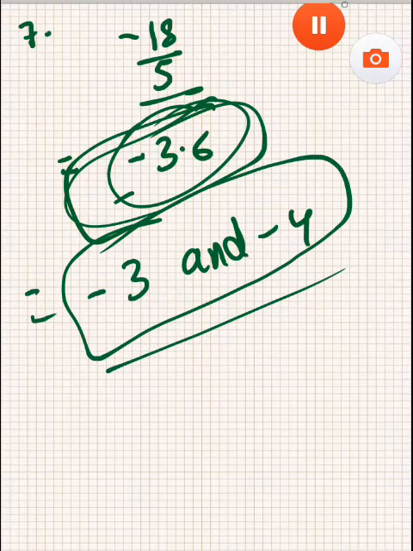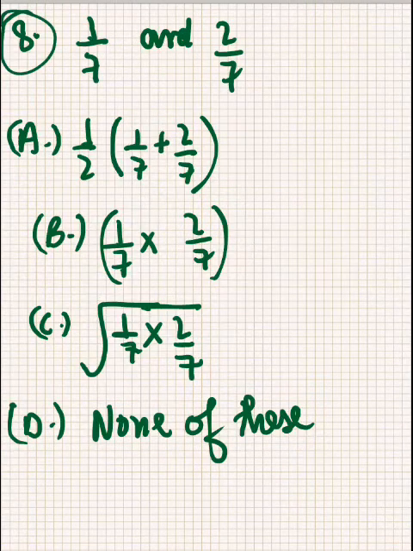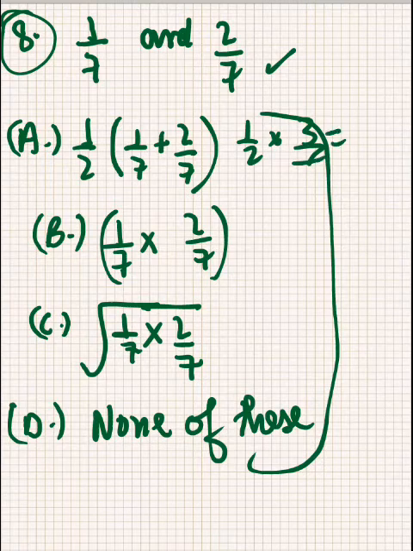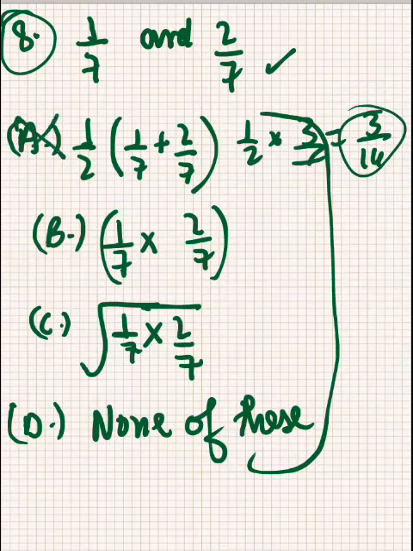So for the next question, number 8, we had to find an irrational number between 1 by 7 and 2 by 7. So I have written these options over here. Any one of these is the irrational number lying between these two. First, if we see this, it will be equal to 1 by 2 into 3 by 7. So it's 3 by 14. So it's a rational number. So this option is not there.